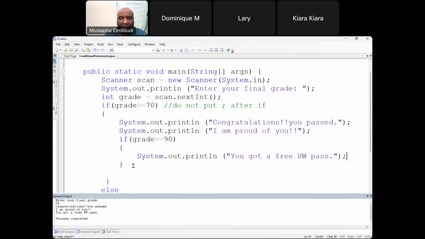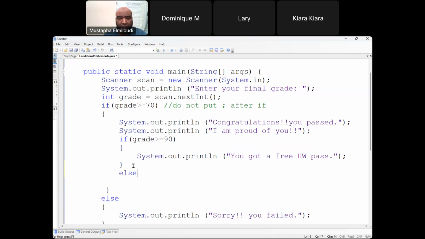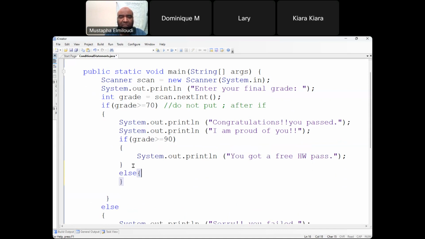So now, what does else mean here? Since you talked, Larry, what does else mean here? The else means if it's not 90, maybe it's between 70 and 89. That means you are passing, but you don't have the A grade. So basically only B and C people, right? Yeah. Okay, that makes sense.